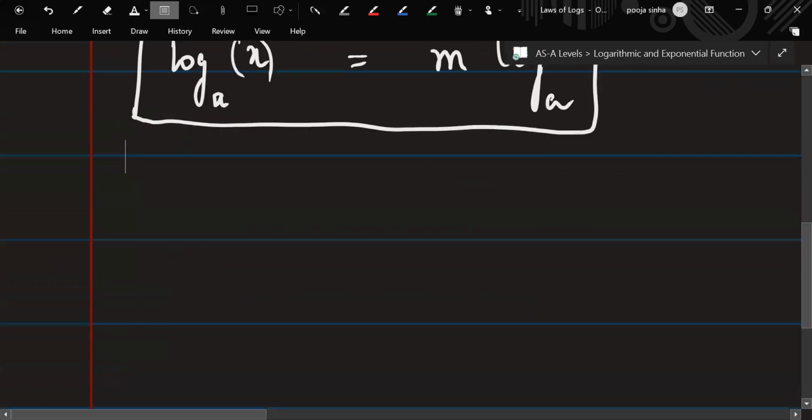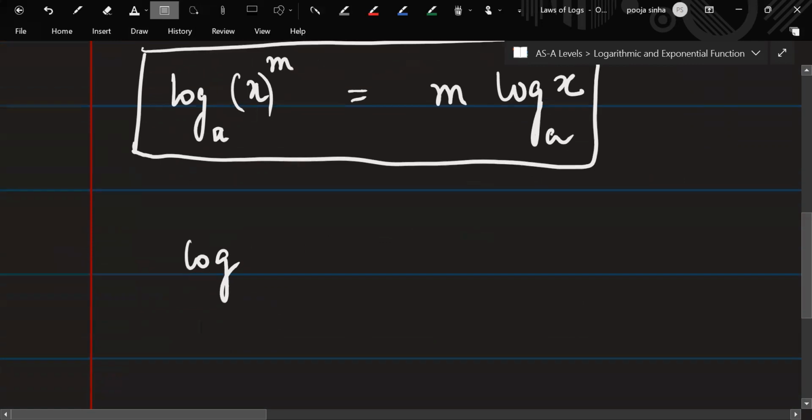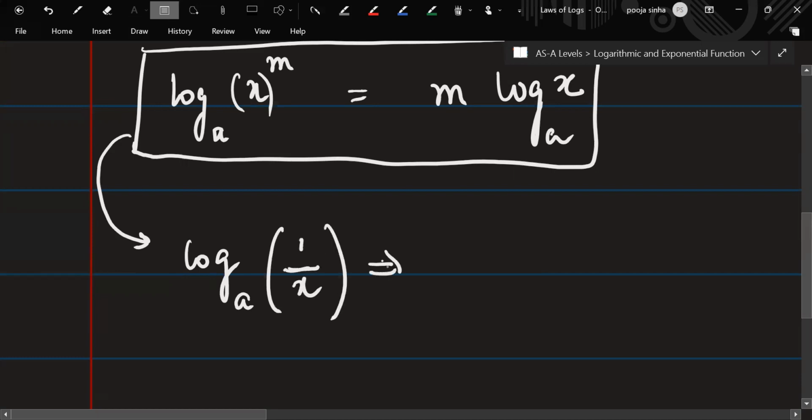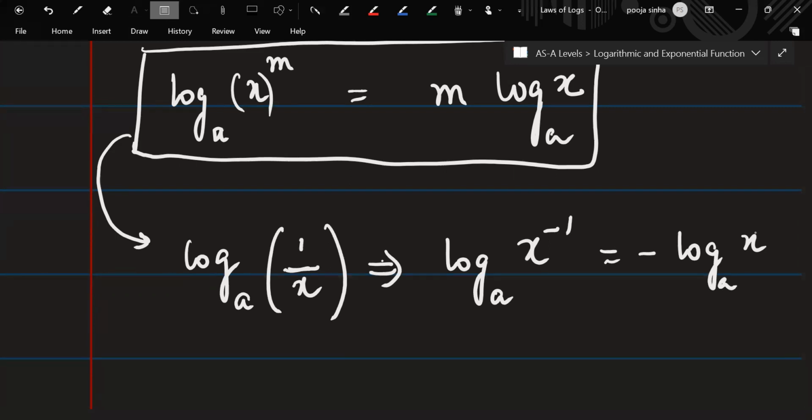Next, log of, now it's very similar. It's just an extension of this, okay? Not really a rule. If you know the power rule, then you know this. Log to the base a of 1 upon x. What will happen now? Can I bring it to log x raised to minus 1? x raised to minus 1. That should become minus 1 log x to the base a. So it's not really a rule, just an extension of this, but you know what exactly it is, right?